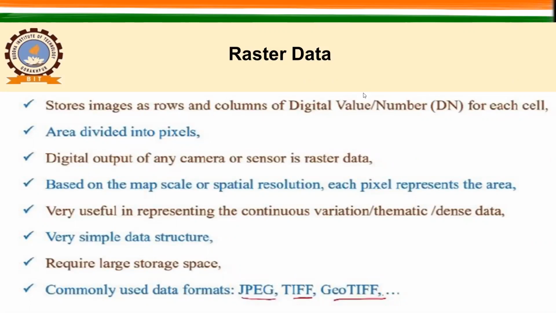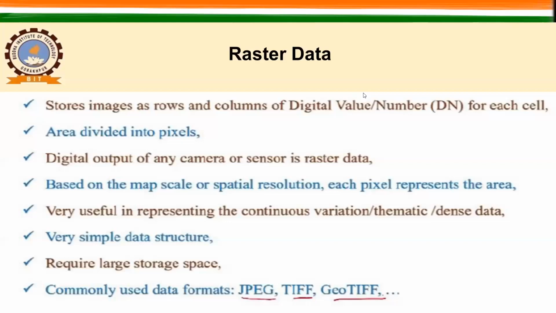We store the images as row and column of the digital number or values for each cell that exactly matches with our remote sensing data. So next point is area divided into pixels. The digital output of any camera or sensor is a raster data based on the map scale or a spatial resolution. Each pixel represents the area, very useful in representing the continuous variation or thematic or dense data.